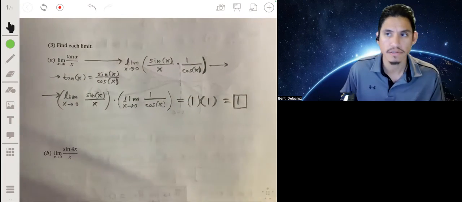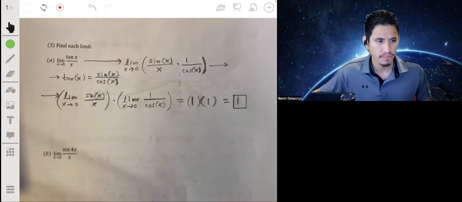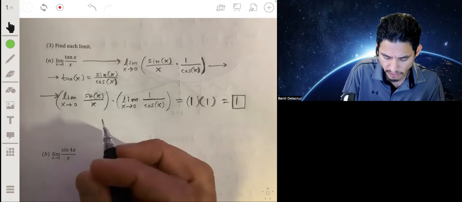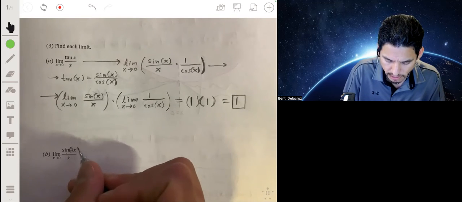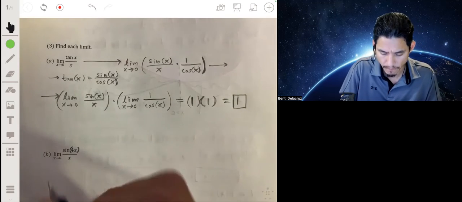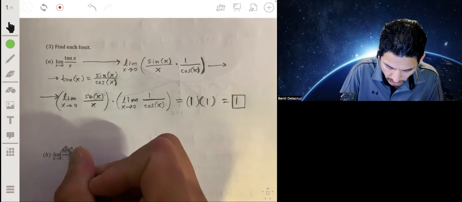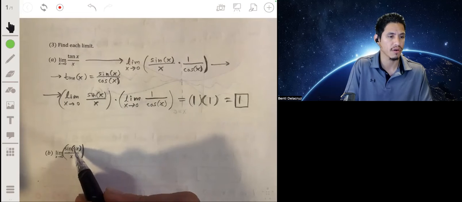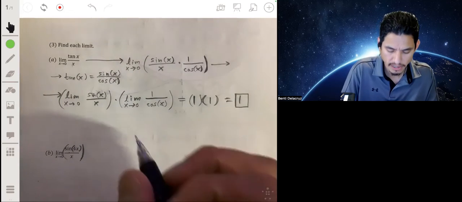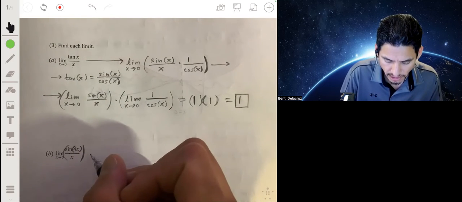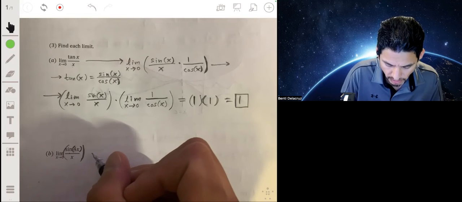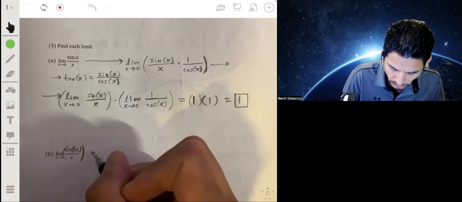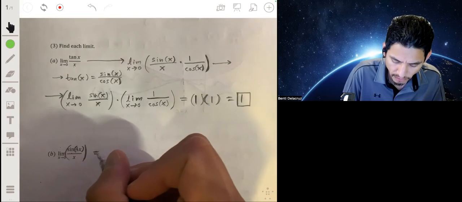Now let's look at the second one. Here we have the limit as x approaches 0 of the sine of 4x over x. Let me put this in parentheses to make it a little clearer. Again we have an indeterminate form, because if you plug in 0 here, we'll get the sine of 0 over 0, which is undefined. So we need to figure something else out. What we're going to do is some little math magic. We're going to multiply this, but not really multiply, by a form of 1.